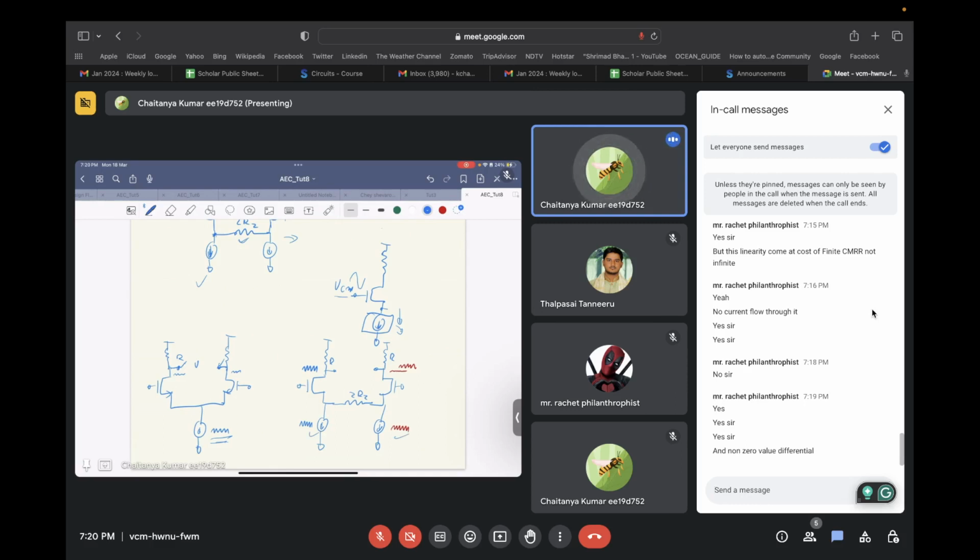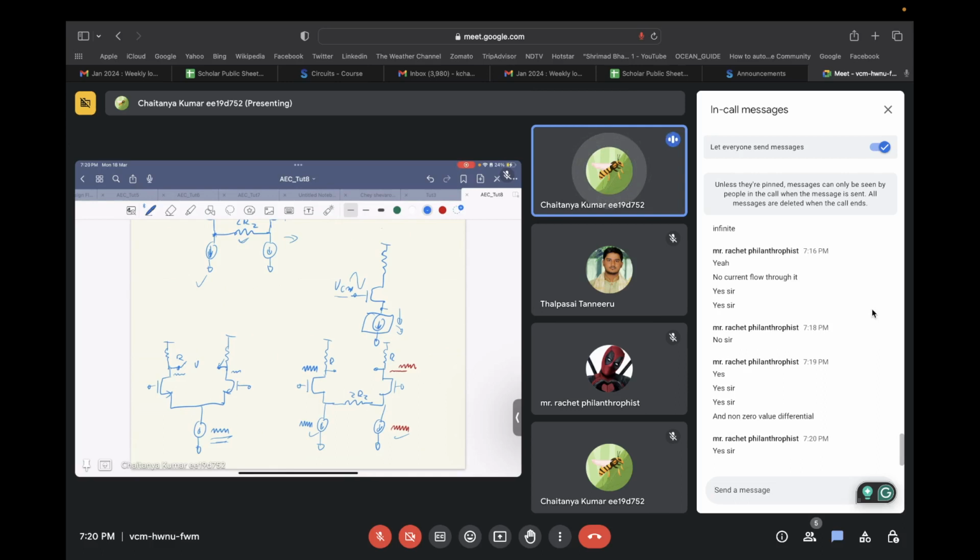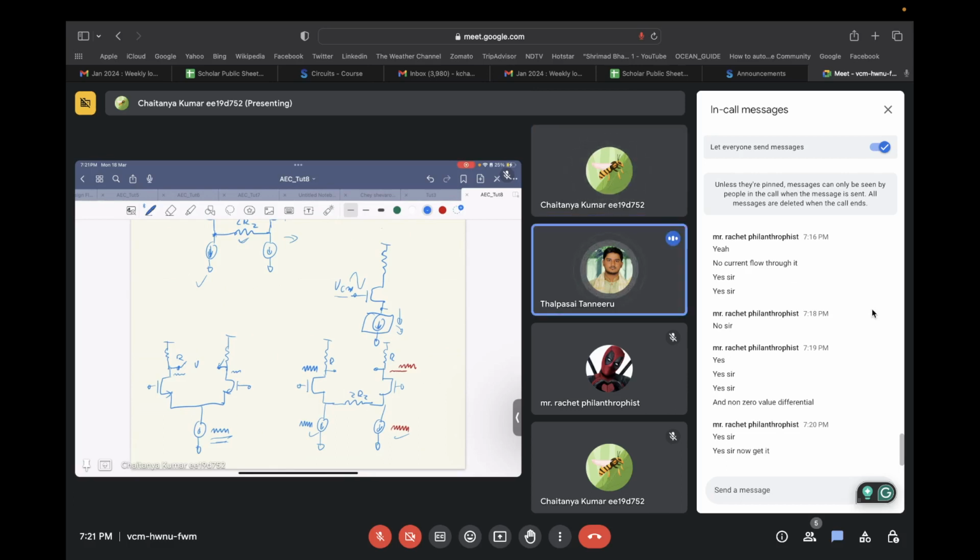So basically, your circuit has become more prone to disturbances. The formal word for these disturbances is noise. Your circuit has become more prone to noise, but at the cost of better linearity. So there is always a trade-off. You understand this? Yes, sir.